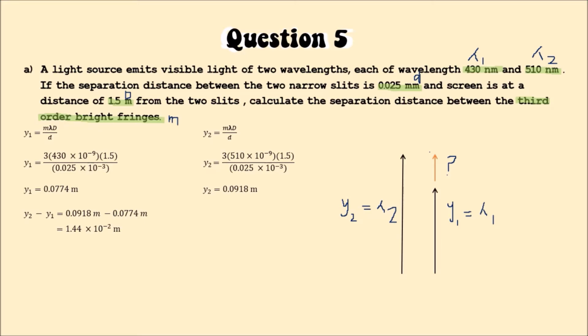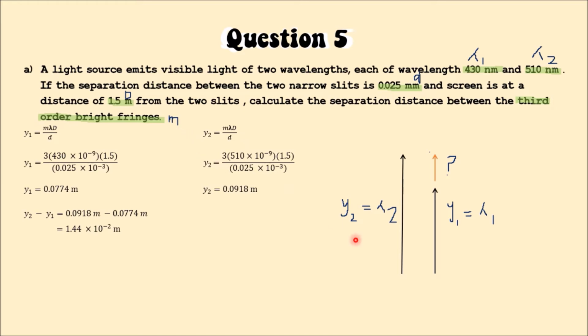Question 5a. A light source emits visible light of two wavelengths. Each wavelength is 413 nanometer, which is lambda 1, and 510 nanometer, which is lambda 2. If the separation distance between the two narrow slits is 0.025 millimeter, which is small d, and the screen is at a distance of 1.5 meter, which is capital D, from the two slits, calculate the separation distance between the third order bright fringe, which is m.